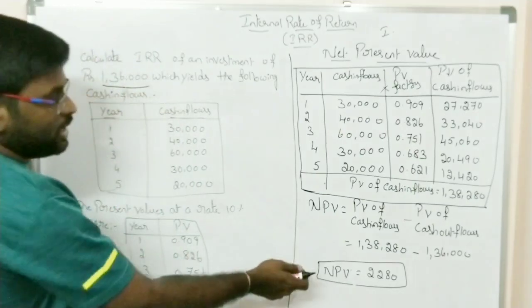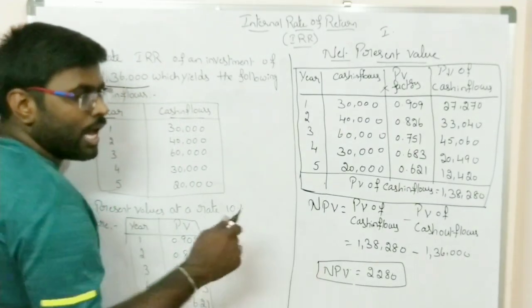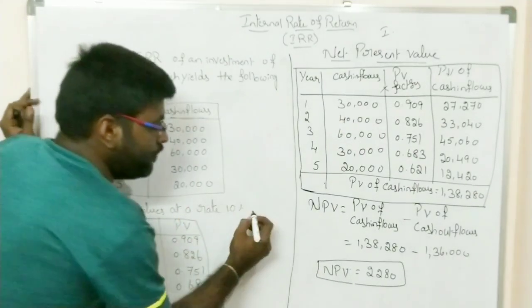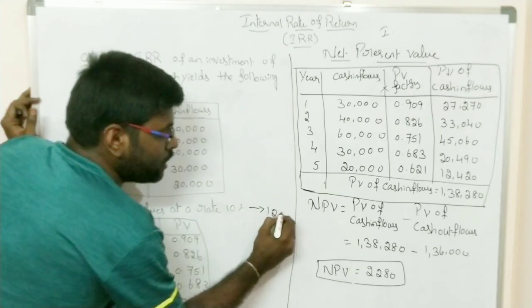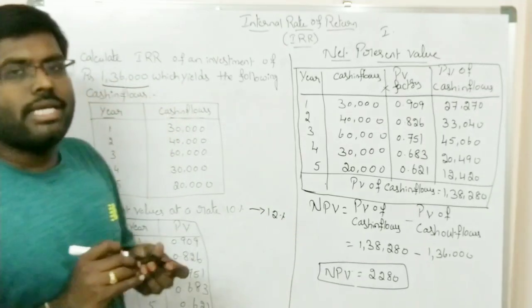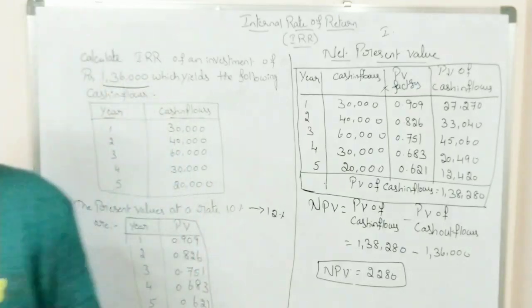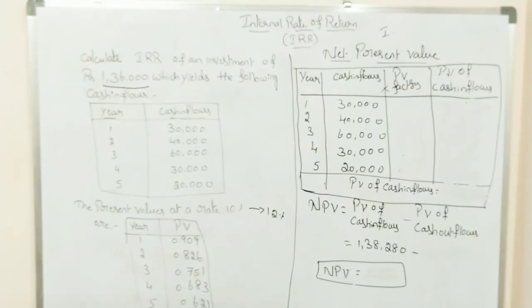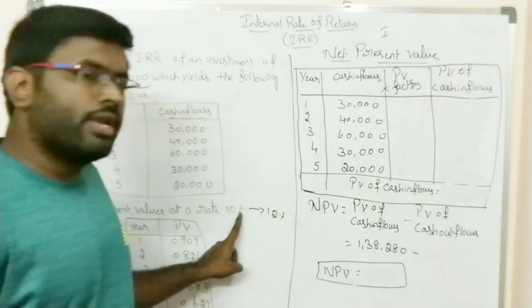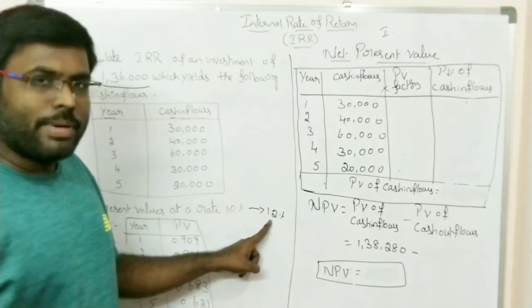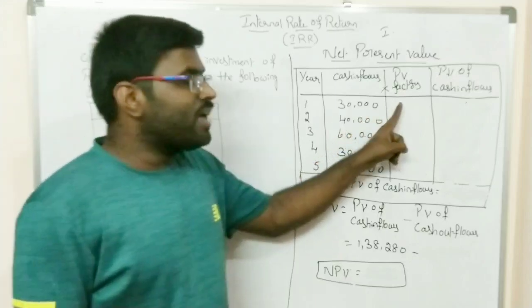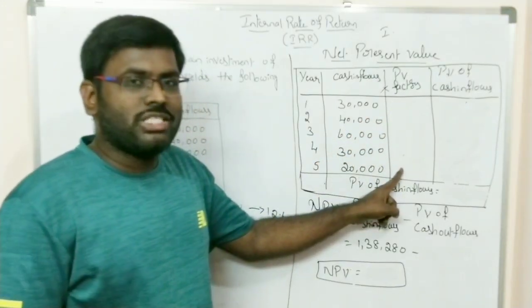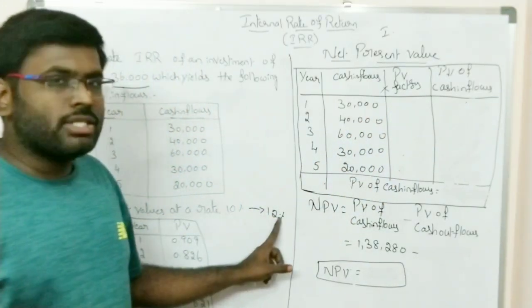So now here I got the positive value, so I have to increase the discount rate. I am increasing this 10% to 12%. So let us see what will be the NPV. Now I am increasing the discount rate from 10% to 12%. So the present value factors will change because we are increasing the discount rate.